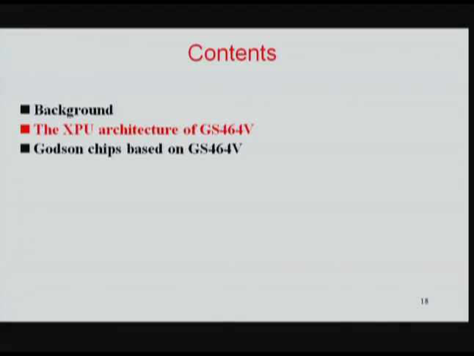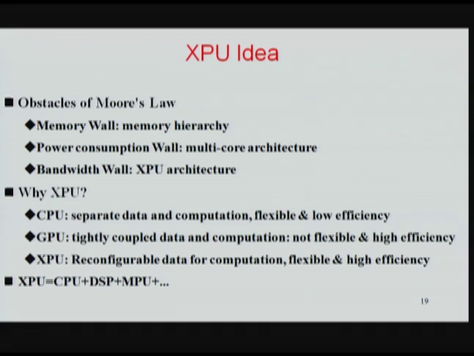Then based on this, we try to develop the XPU architecture. The idea is like this. When we observe from Moore's law, we are facing some walls. The first wall is the memory wall. The memory wall calls for the architecture of memory hierarchy. Then we face the power consumption wall. The result is multiple core architecture. Next, we will face the bandwidth wall. When we put more and more computation in one chip, how to feed the CPU?